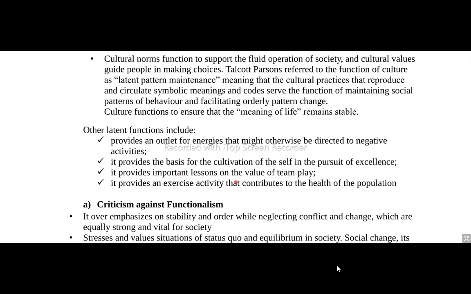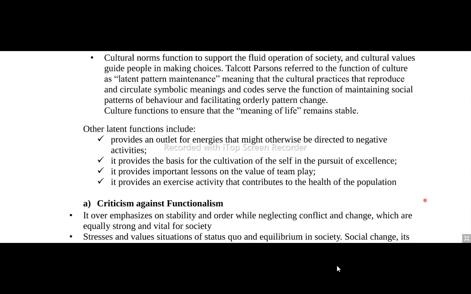It provides important lessons on the value of team play. So in such cases, there is teamwork, coming together as a team and doing something, working together and being productive in that team. It provides an excellent activity that contributes to the health of the population.